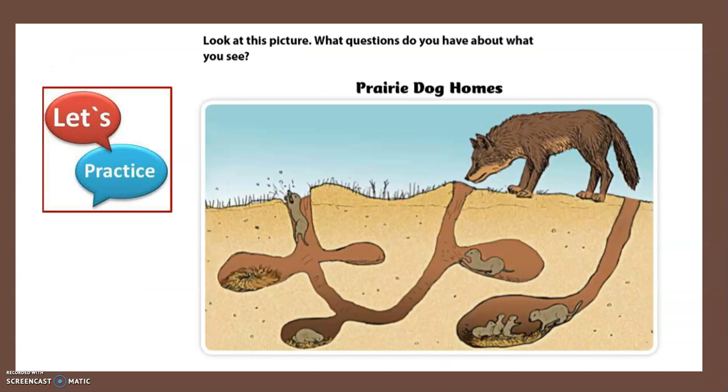Let's practice. Look at this picture. What questions do you have about what you see? Boys and girls, the title of this picture is Prairie Dog Homes. You will better understand a science article if you ask yourself questions about the topic as you read and notice key details in the text that you answer.